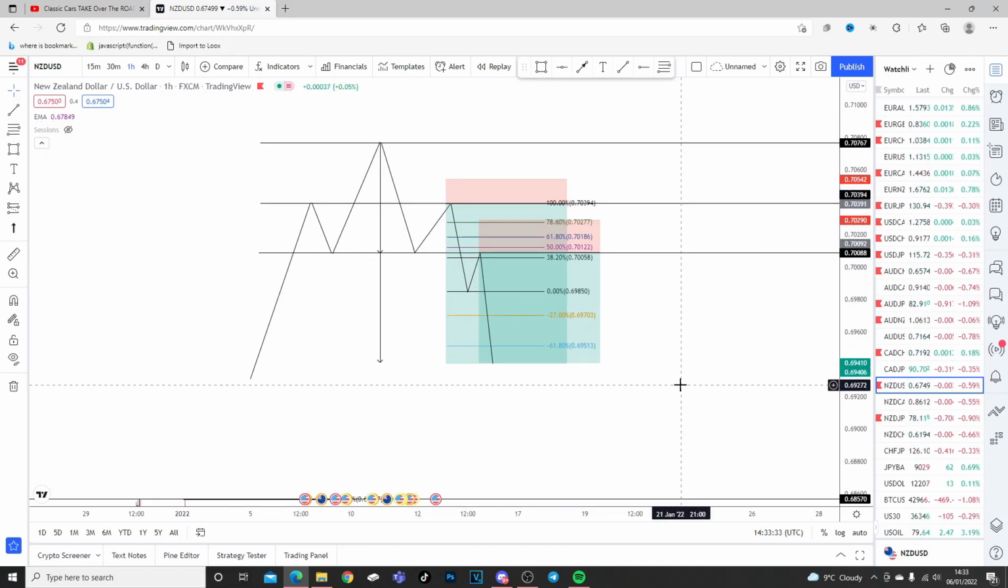I'll bring out a separate video on how the inverse head and shoulders works, so stick around to watch that one, and I'll put the inverse one in the description of this head and shoulders video so you can watch that one.